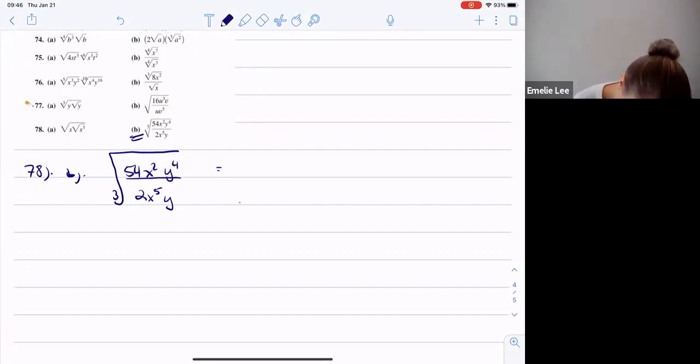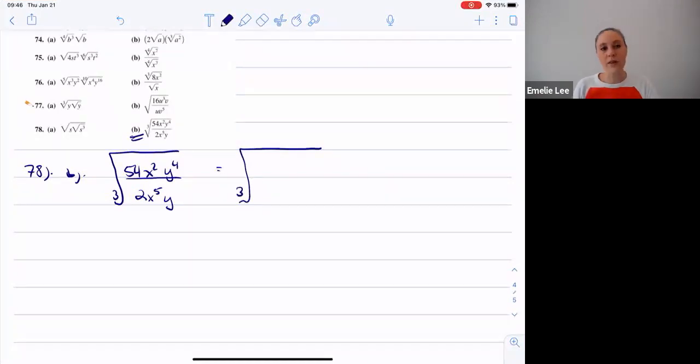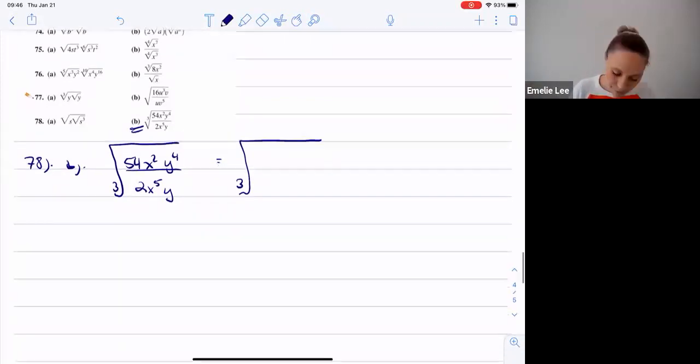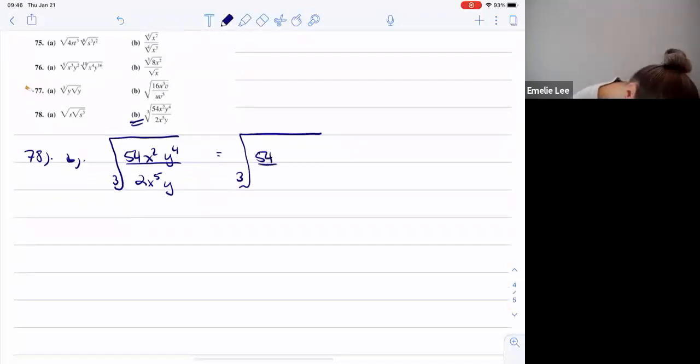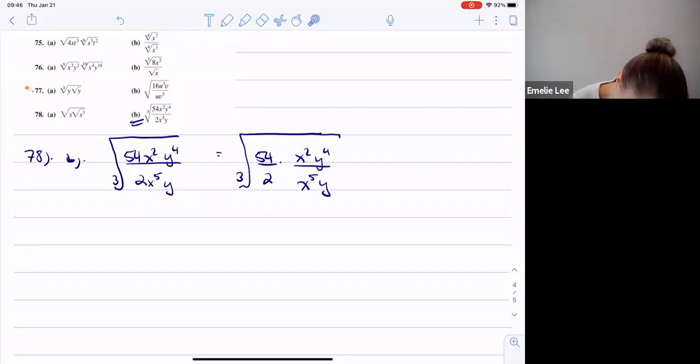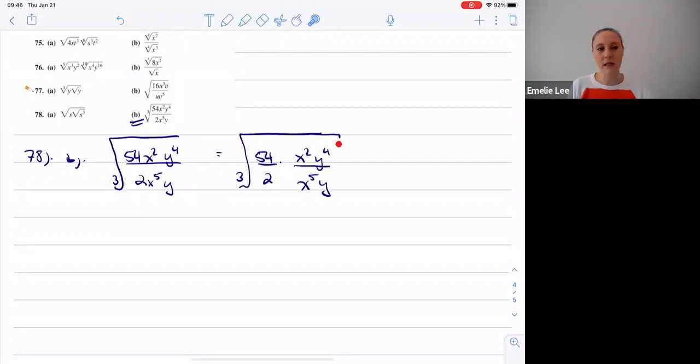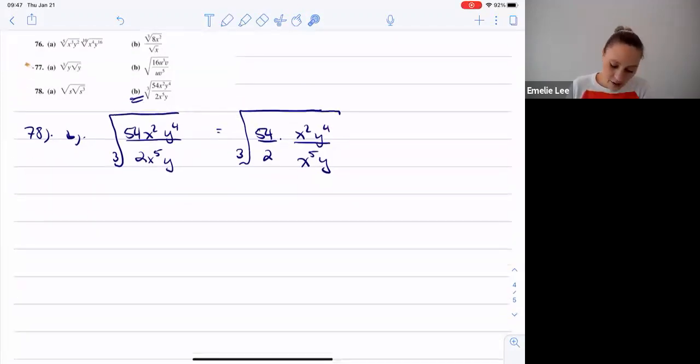So what it looks like is we have, and I'm going to keep this third root on the outside, whether you write it as a power of 1 over 3, wrap it all up in brackets, or the third root, doesn't matter. So I'm going to rewrite this as 54 divided by 2 times x squared y to the fourth divided by x to the fifth times y. And then sometimes, if I want to make it really clear, if some things are not in the square root, then I put a little lip here just to show that everything inside here is under the square root. Everything outside here is not under the square root. So now it's obvious that we can rewrite this as 27 times this.